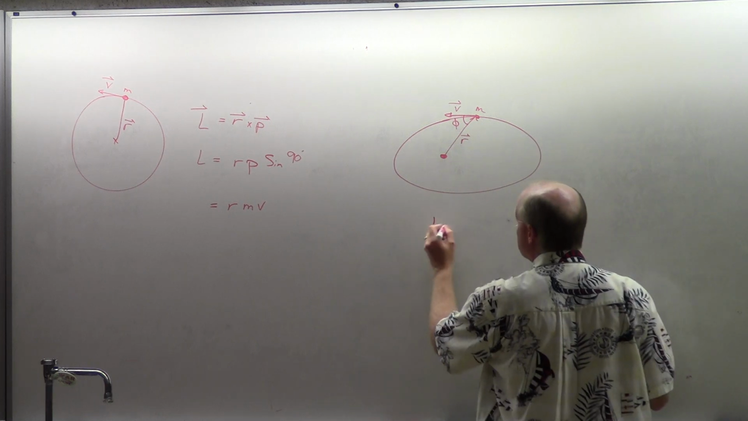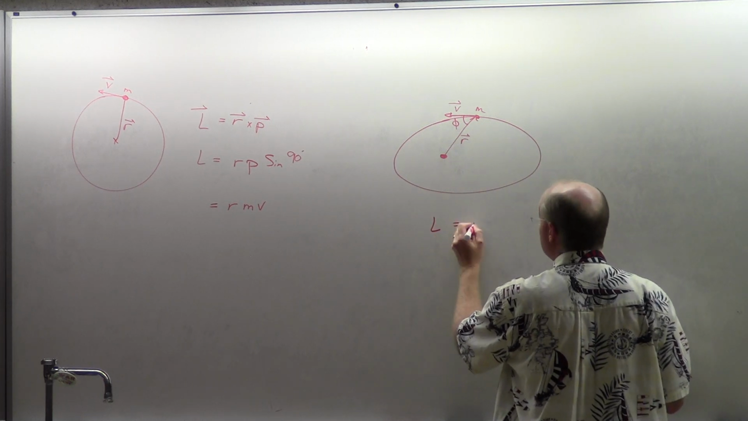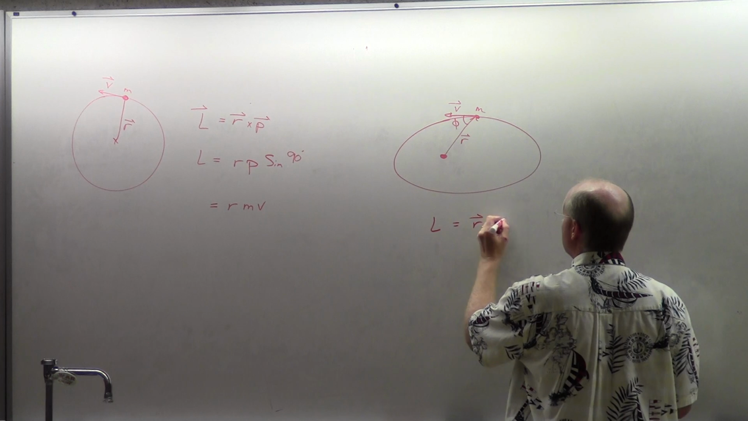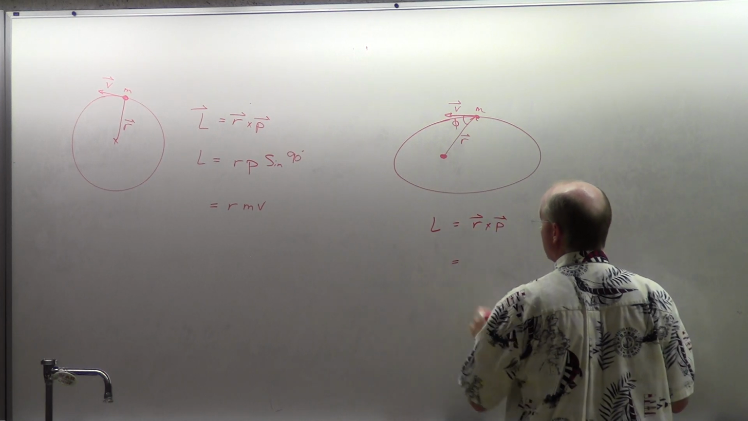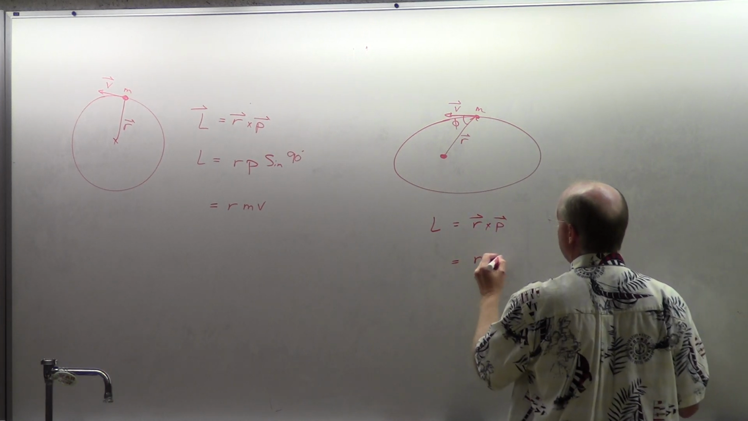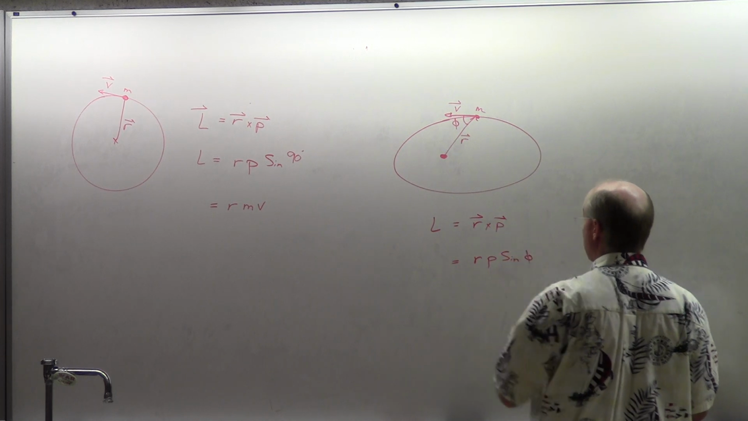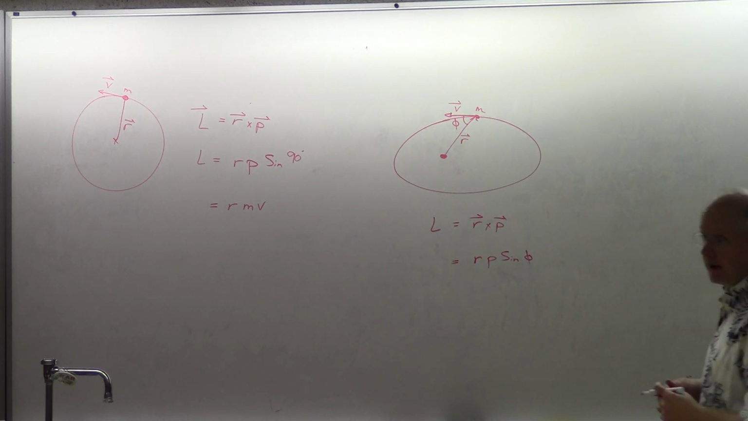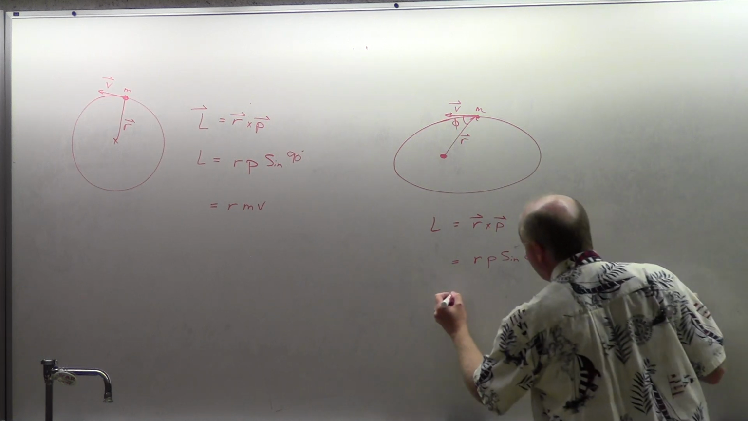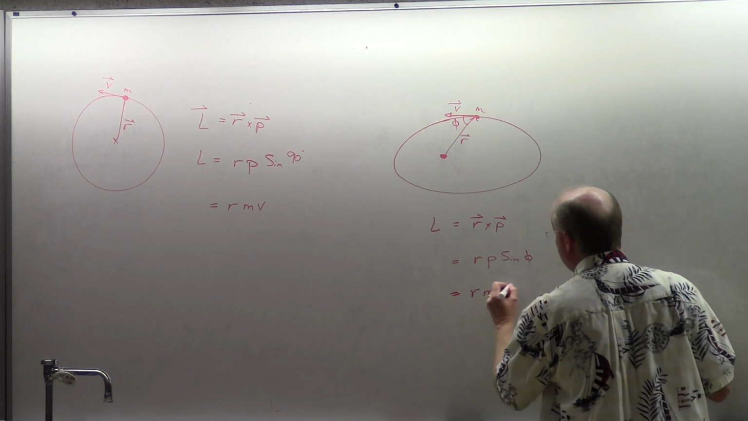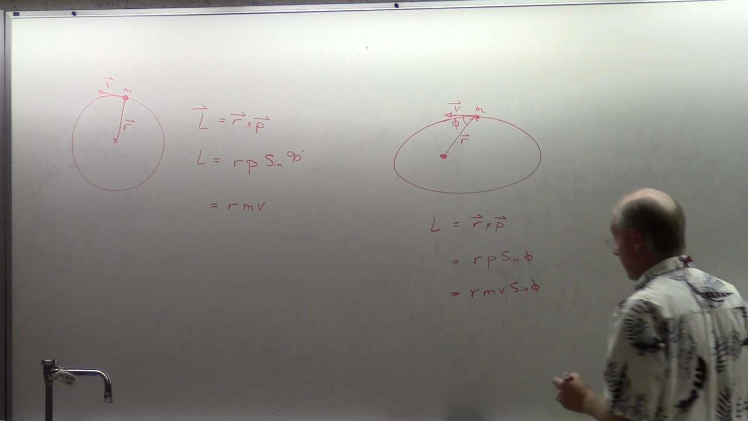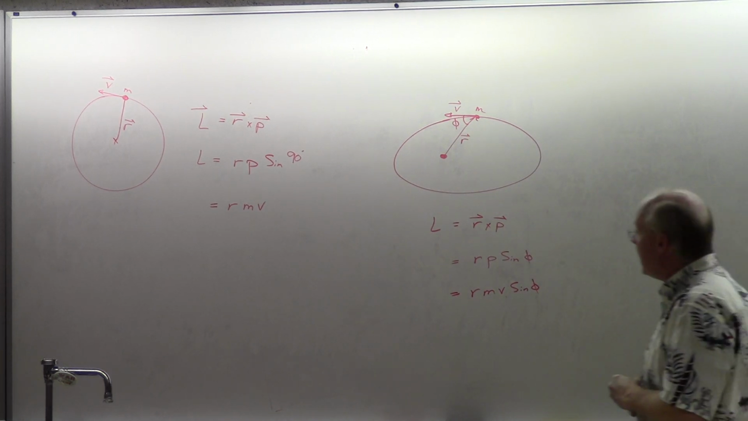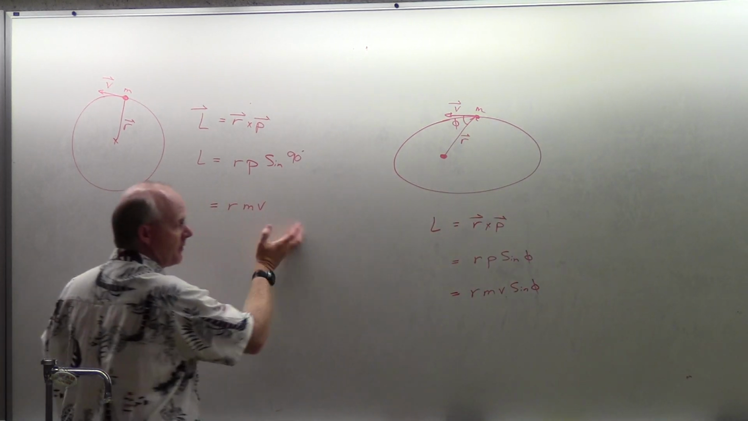But still a point. So I would still do this. And then I would have an R, a P, and then what? Sine of phi, right? So here I would have an angle between them. Now if I write it out, then I would have this R and V sine of phi. So we didn't have that over here because it fell away with the 90 degrees.